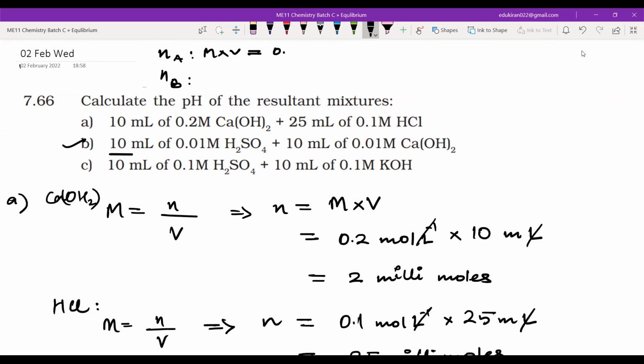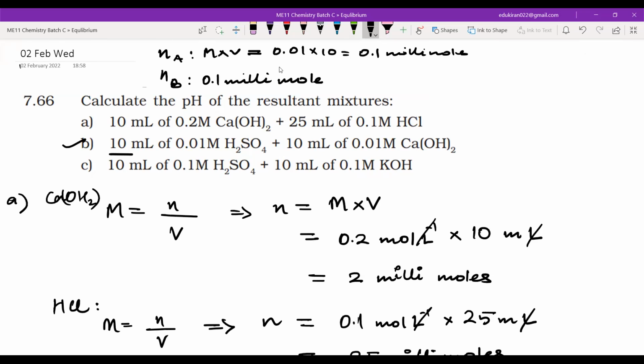0.01 into 10. This will be equal to 0.1. Yes or no? Yes, sir. Millimoles. What about base? 0.1 millimoles. And milli is nothing, milli is just a number that is equal to 10 to the power minus 3. Fine. Okay. We have got the number of millimoles.